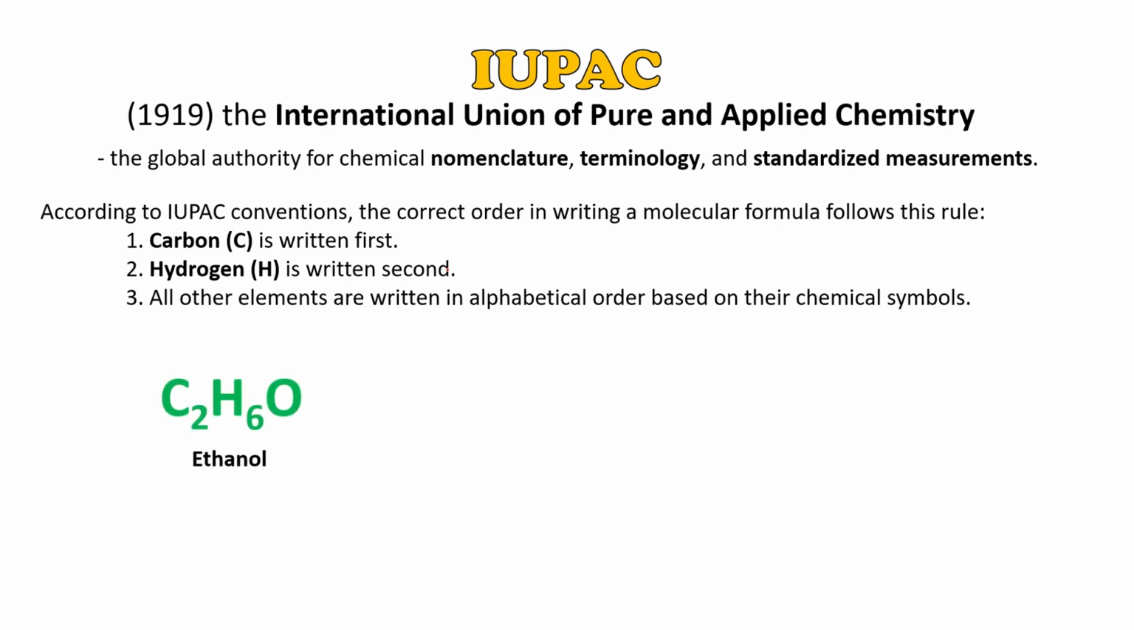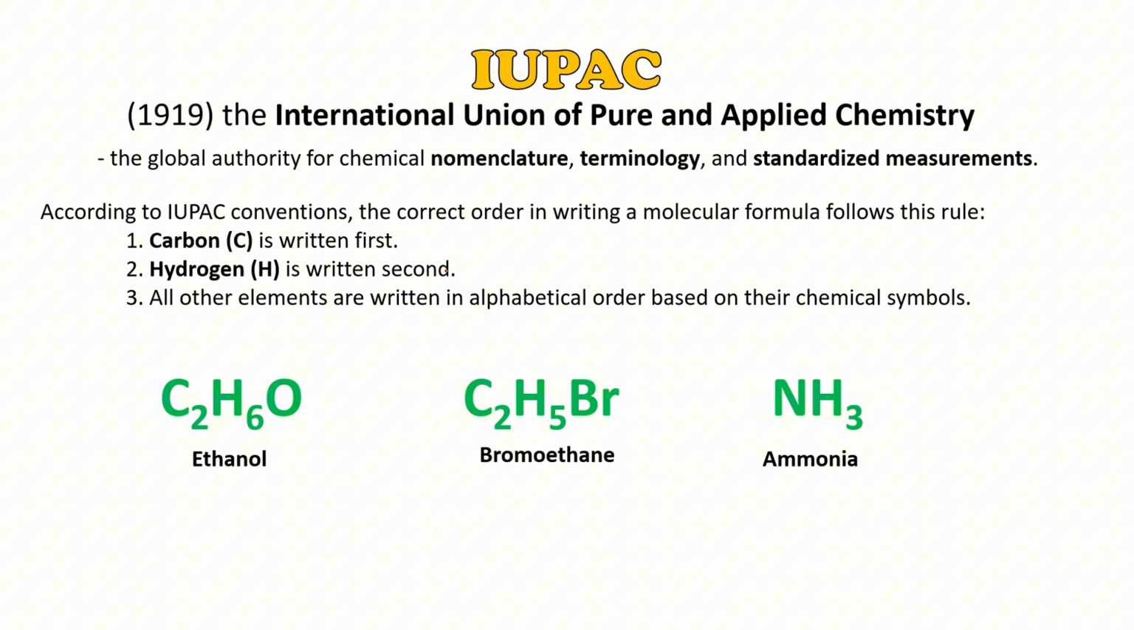So for example, C2H6O, which is ethanol. Next, C2H5Br, which is bromoethane. And the last one is ammonia, which is NH3. The question is, why? It says here in the IUPAC conventions that we need to follow alphabetical order if there are no carbon and hydrogen. There is no carbon here, then we need to follow the alphabetical order.